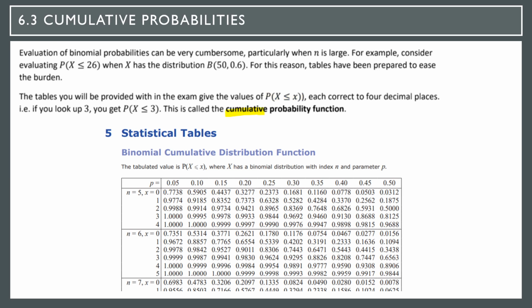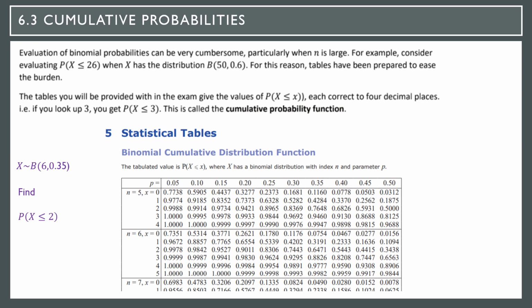The cumulative probability function for a random variable tells you the sum of all the individual probabilities up to and including a given value of x. So for example, if we wanted to look up the probability that x was less than or equal to 2, then the cumulative distribution tables would give us the sum of the probabilities for everything up to and including 2. So we would get the probability that x was equal to 0, plus the probability that x was equal to 1, and the probability that x was equal to 2.